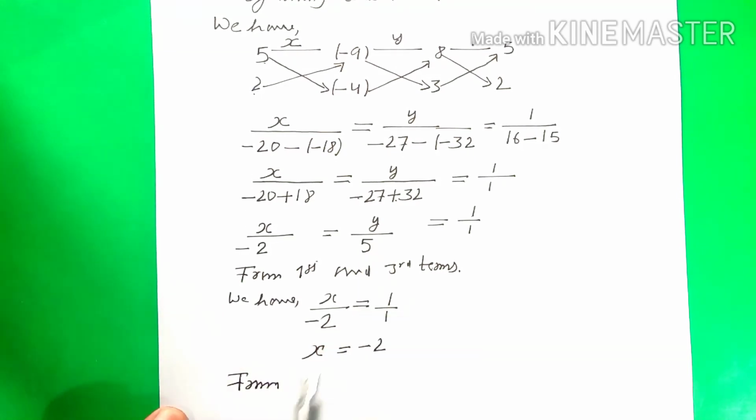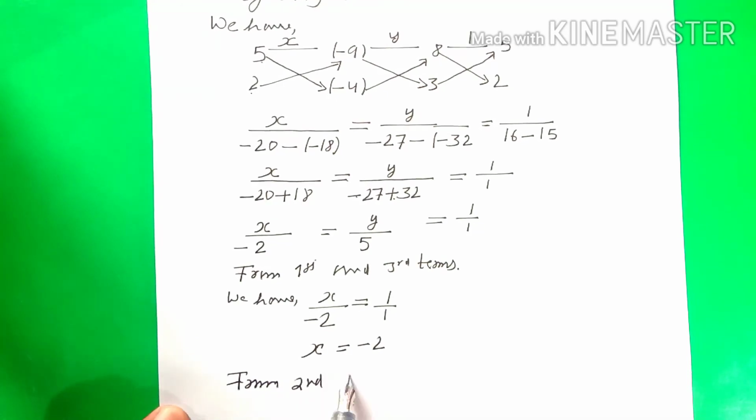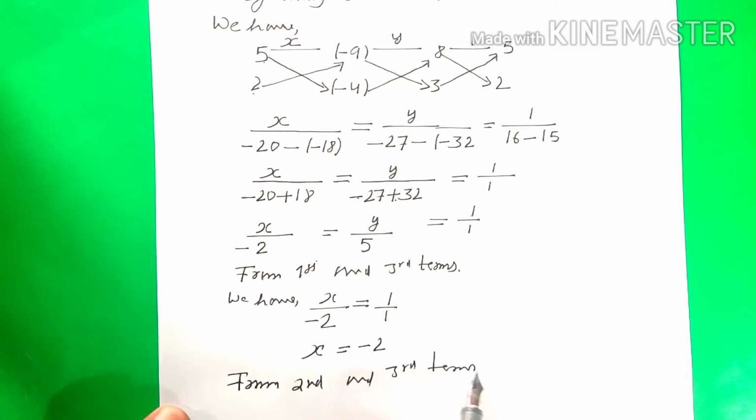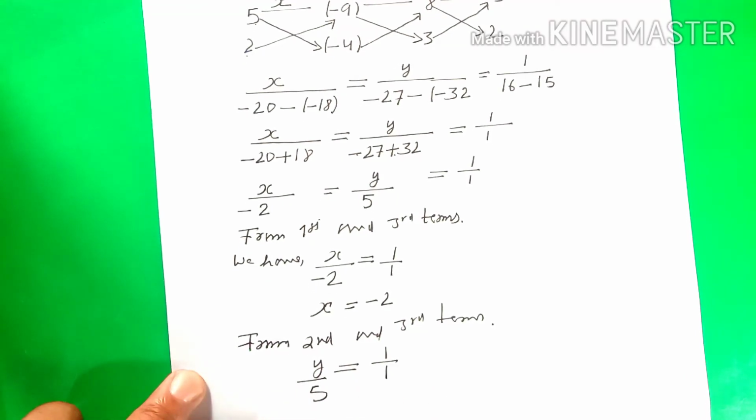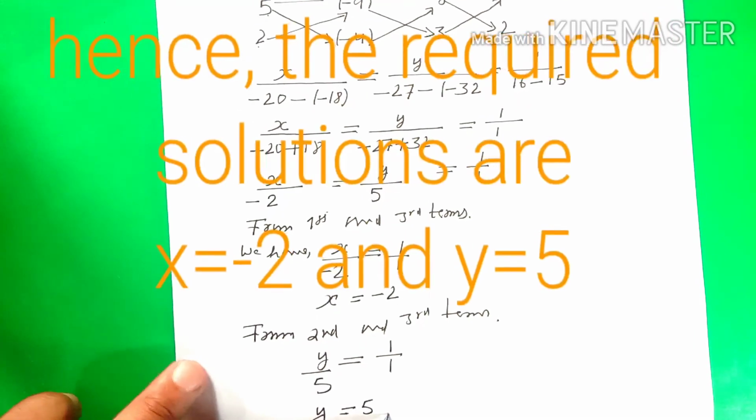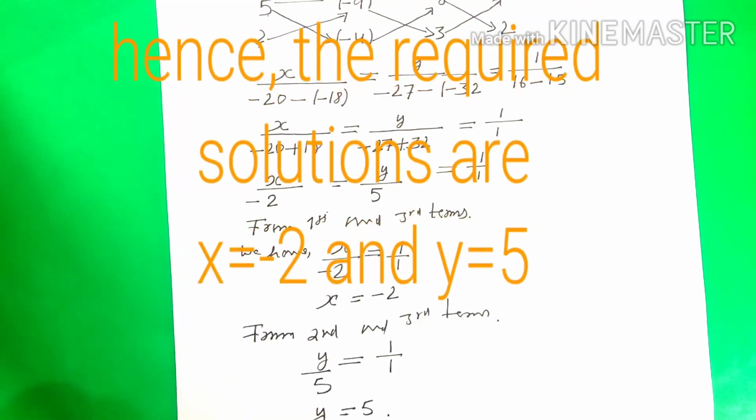From the second term and the third term. Second term we have here y divided by 5, which is also equal to third 1 upon 1. Take here a cross multiplication, y equals to 5. So the required solution are minus 2 and 5.